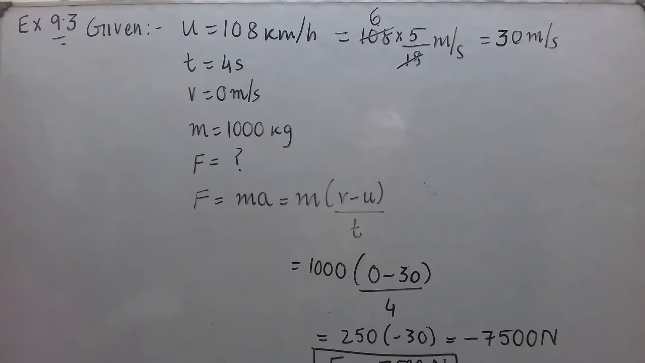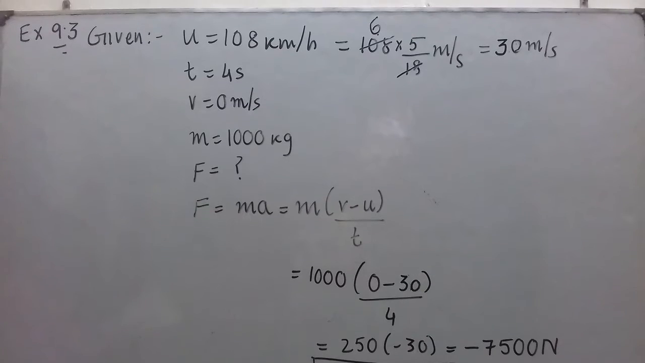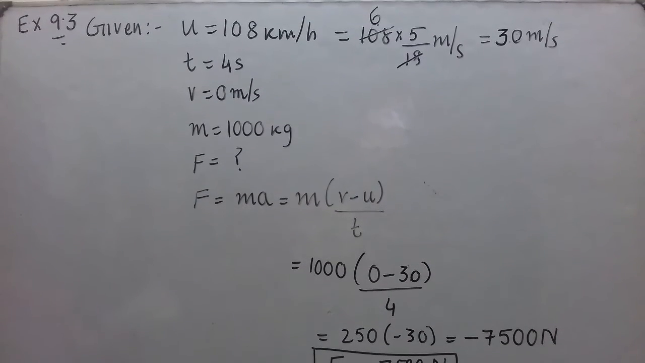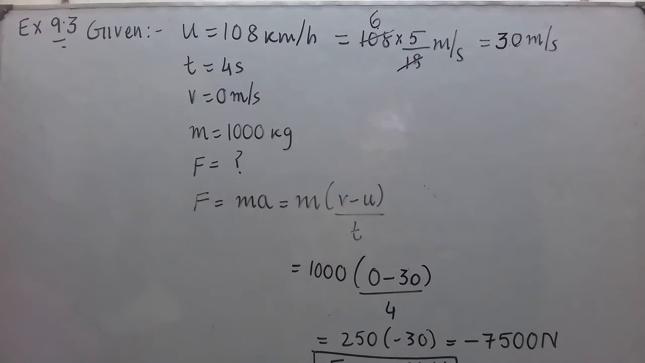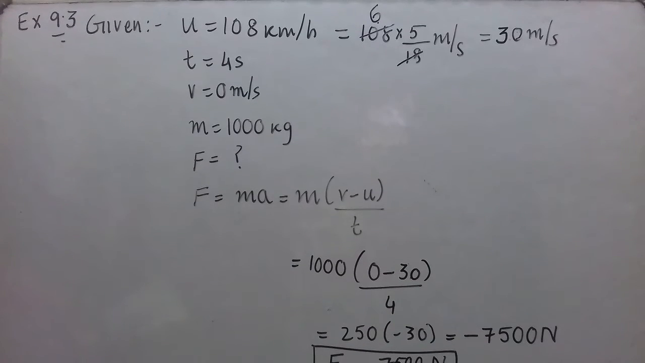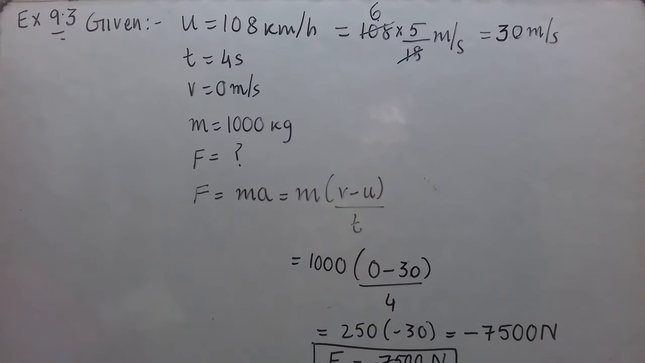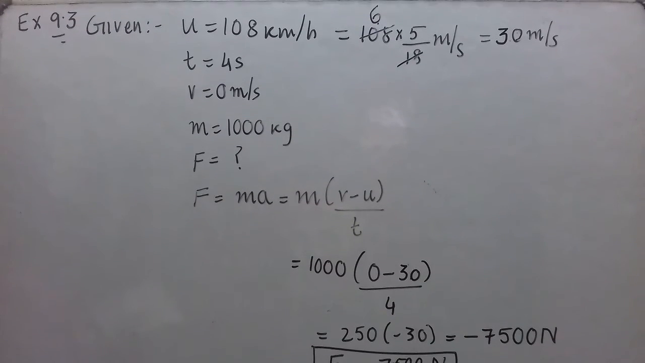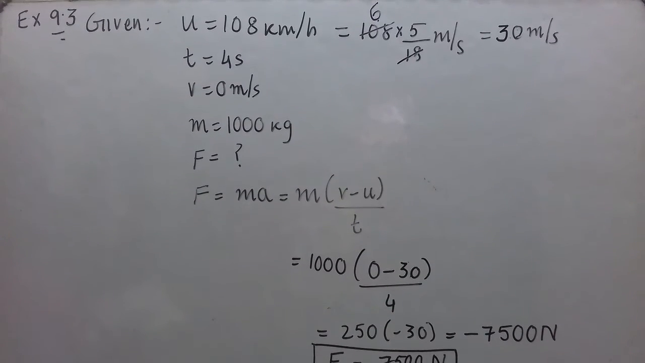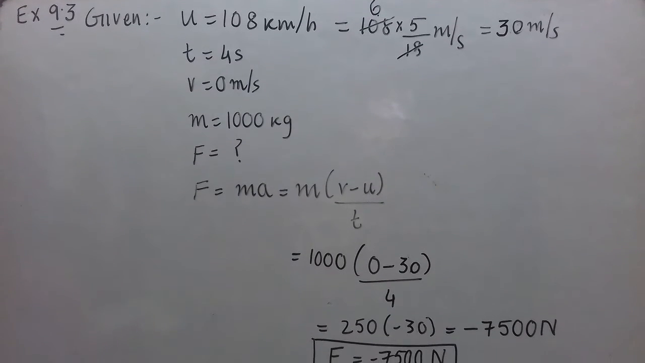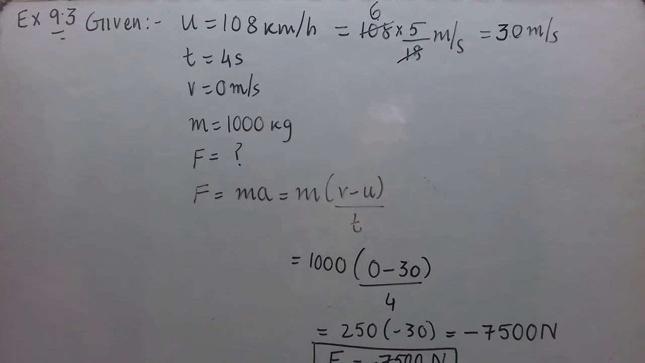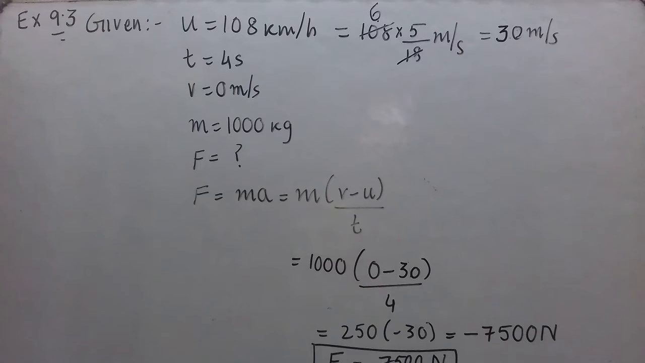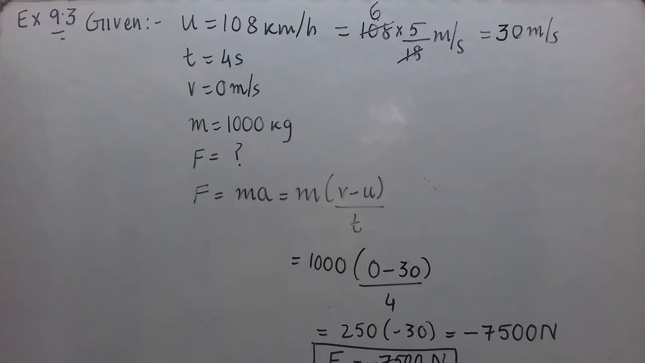Example 9.3. A motor car is moving with a velocity of 108 km per hour and it takes 4 seconds to stop after the brakes are applied. Calculate the force exerted by the brakes on the motor car if its mass along with the passengers is 1000 kg. So here, students, I'll read the question once again and you should be able to write what is given.